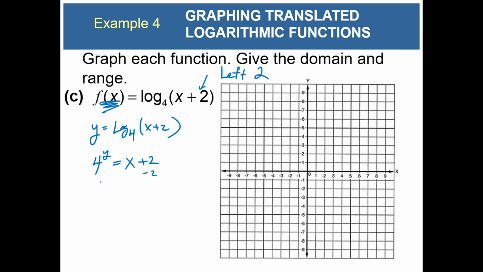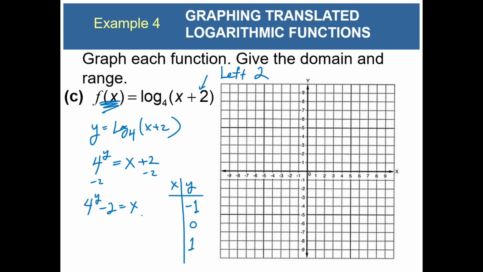And I could subtract the 2 from both sides and have 4 to the y, minus 2 equals x. So let's pick some points, x comma y. And we're going to pick negative 1, 0, and 1. I don't really need to pick 2 and negative 2 because those will not fit on my graph. So we're just going to stick with these 3 points.